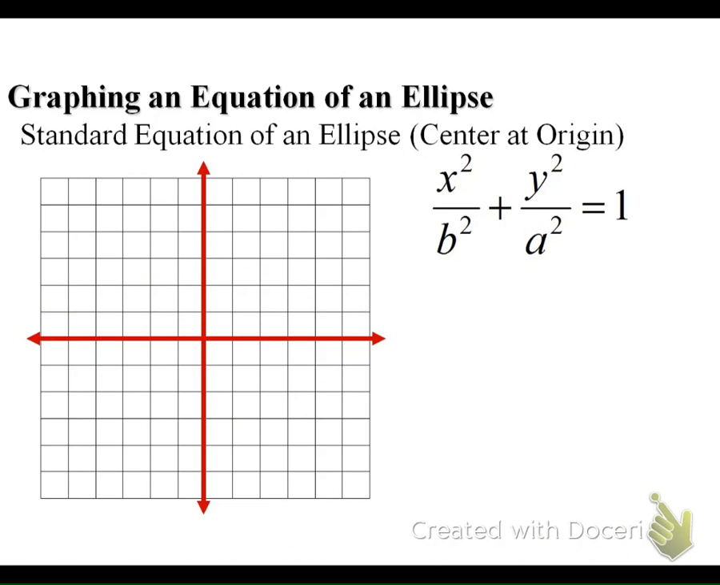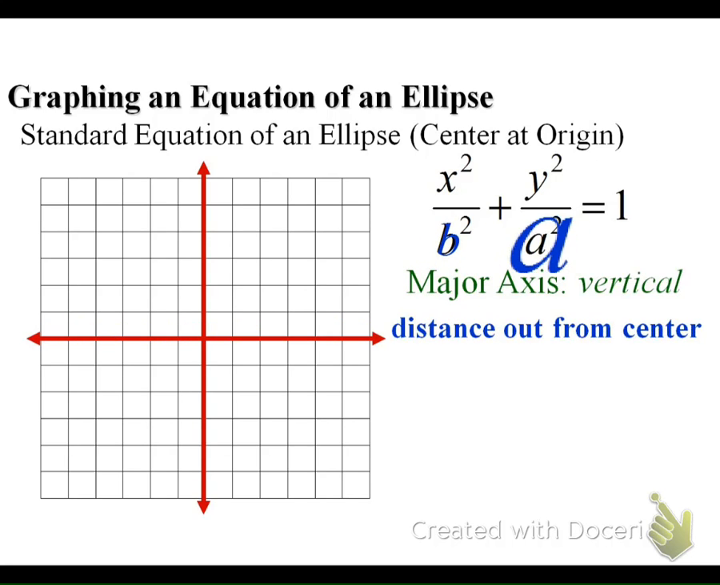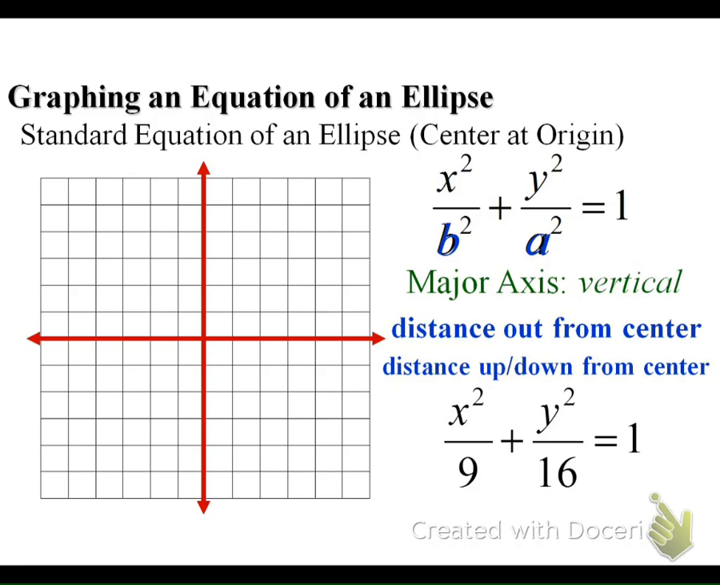So now, again, you don't need to write this down. You can just sort of watch and soak it in. I'm going to look at one where the A term is under our Y. So when the A term is under your Y, you're going to have a vertical major axis. And then, of course, those are both just going to give you where your vertices and your co-vertices are located. Here's the one I want to look at, though.